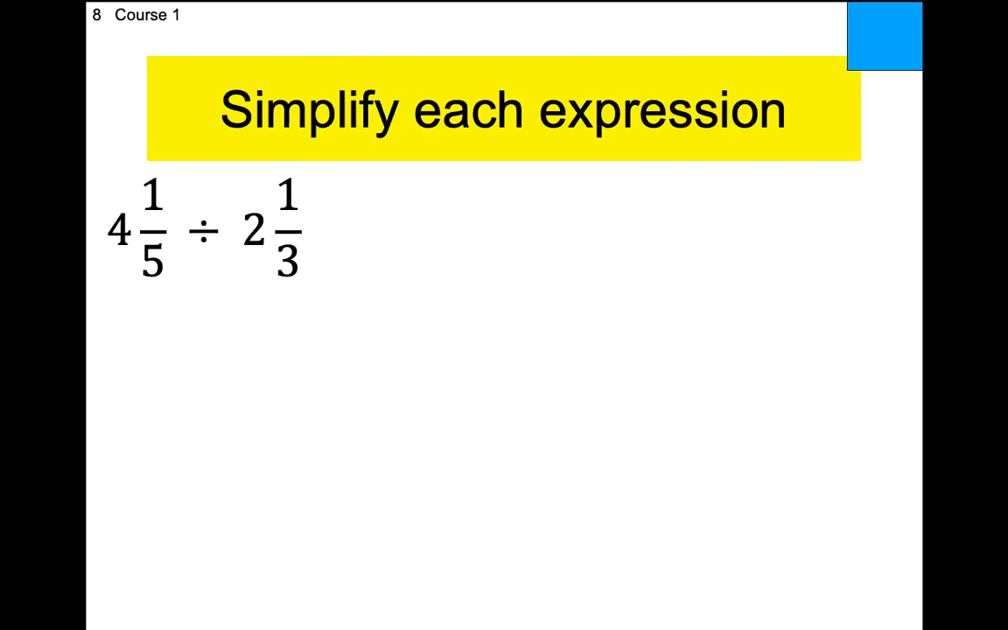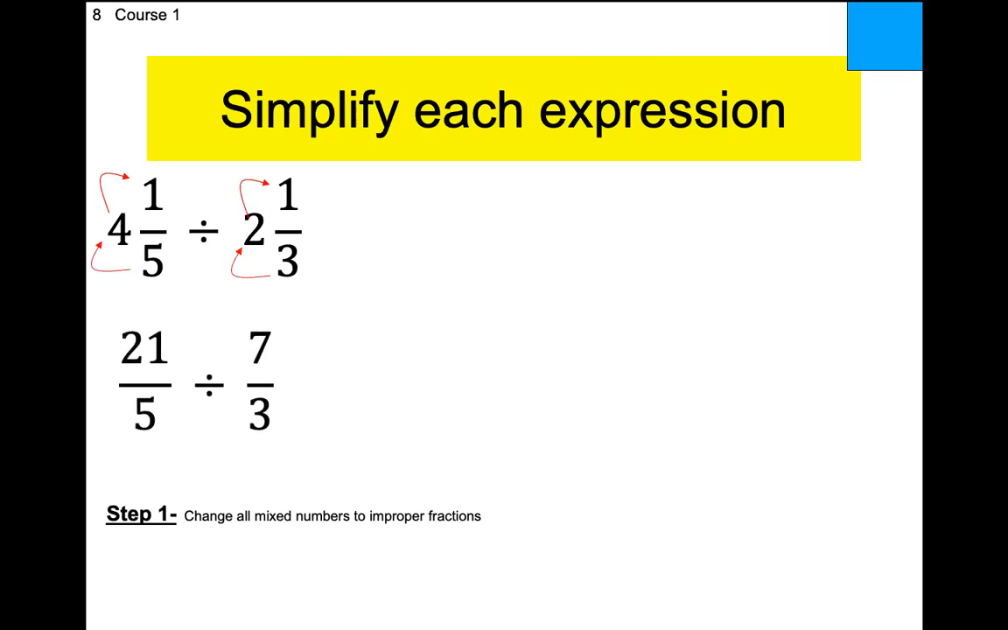All right. Big picture, I'm dividing. So big picture step number one is I need to change those mixed numbers to improper fractions. 5 times 4 is 20. Plus 1 is 21 over 5. 3 times 2 is 6. Plus 1 is 7 over 3. This is box 8. Beat me to the answer. Don't cross reduce. Do a copy, dot, flip first.